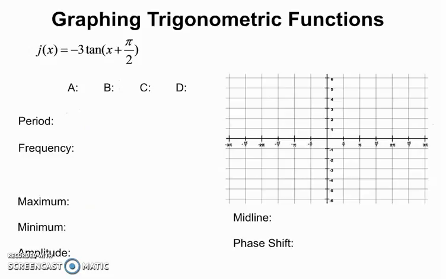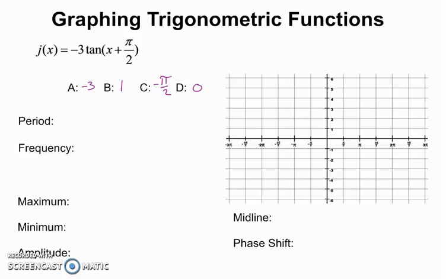Last graph, I'm going to drop my marker here. Last graph is j of x equals negative 3 tangent of x plus pi over 2. So a is negative 3, b is, again, nothing in front of the x, so 1. C is negative pi over 2, and D is 0.